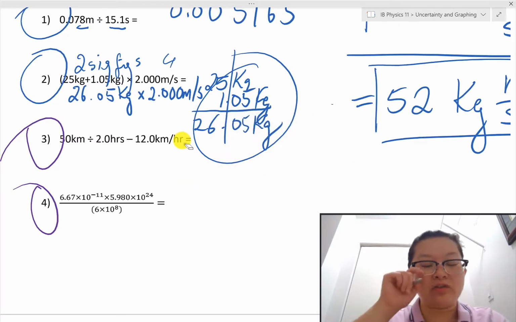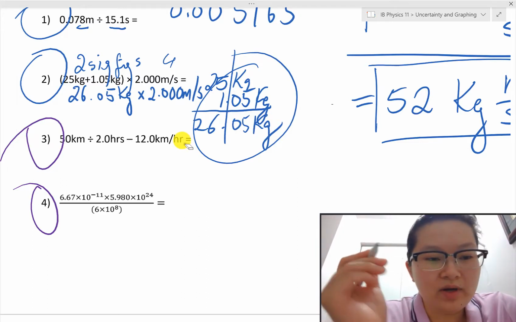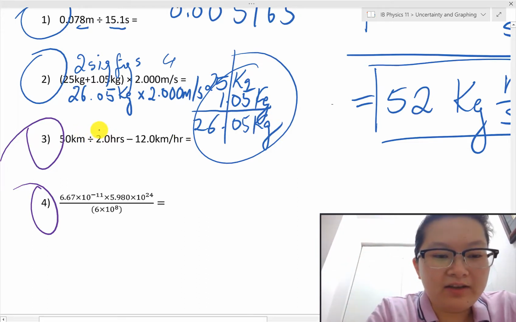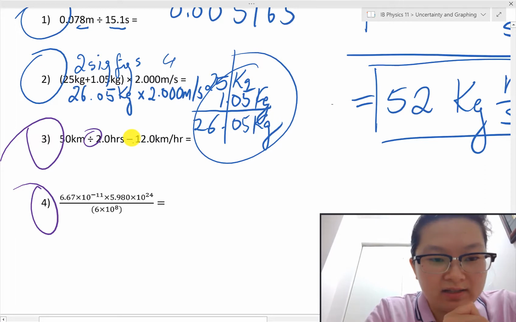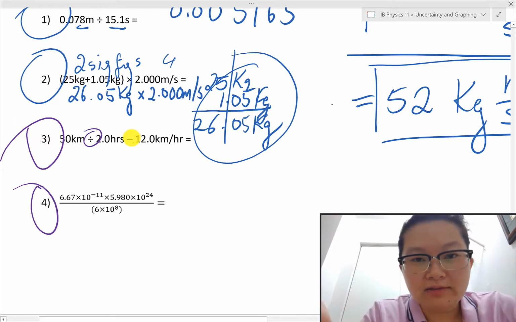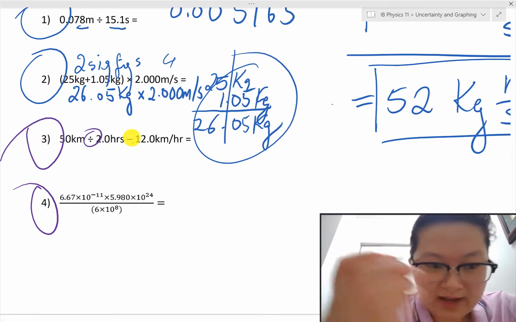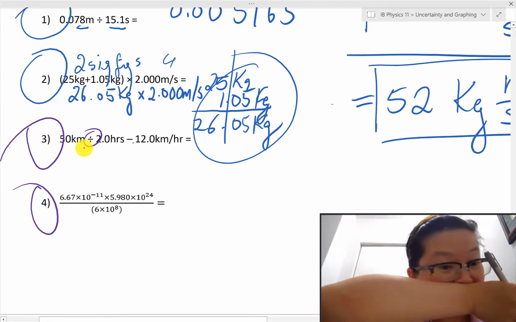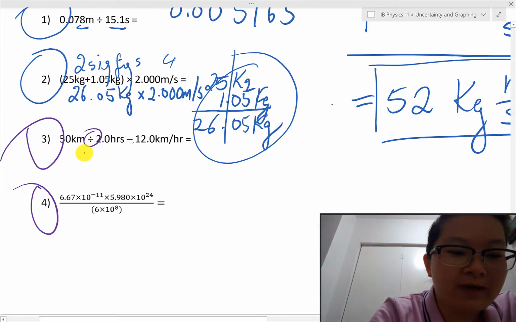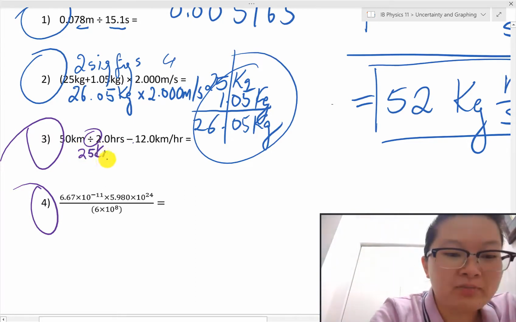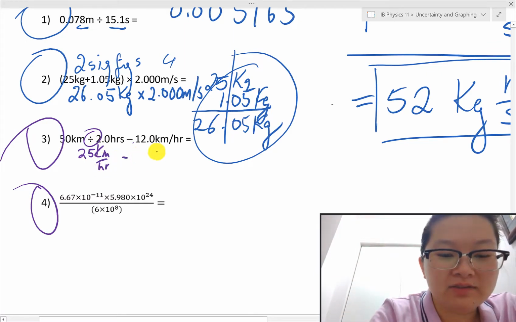Okay, so let's go over 3 and 4. Let's start with dividing first before subtracting. So again, we're going to round our answer at the very last step. Starting with 50 divided by 2.0, we get 25 kilometers per hour. And I'm going to have to subtract 12.0 kilometers per hour later.